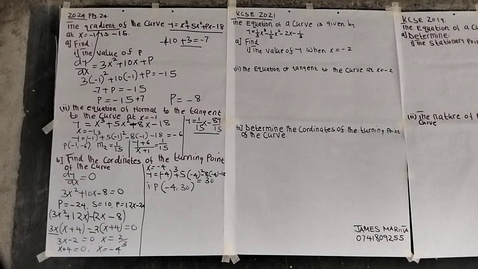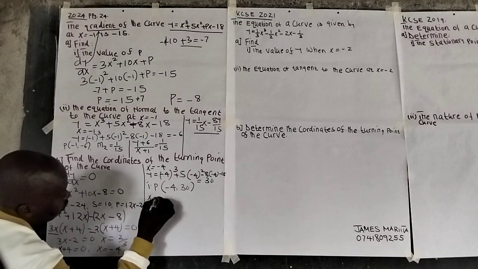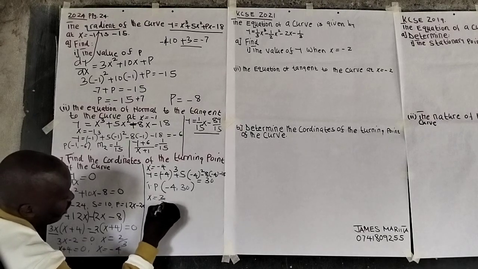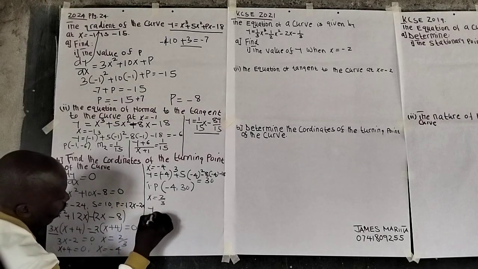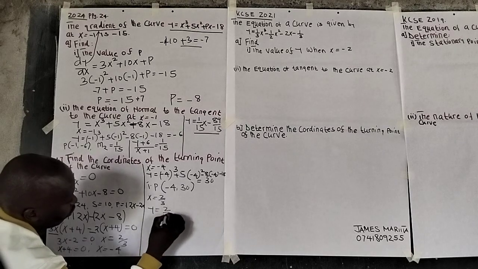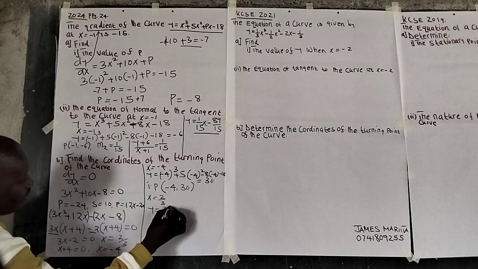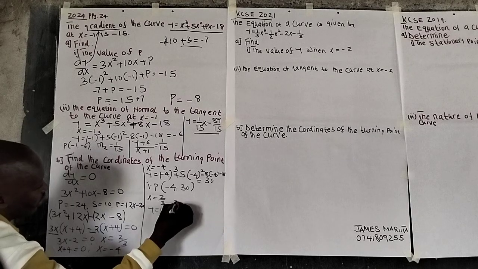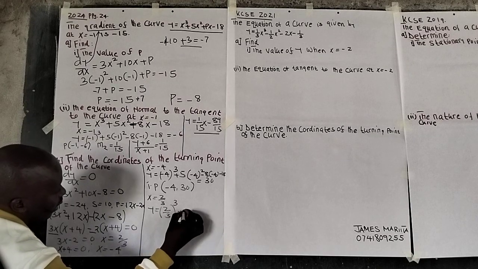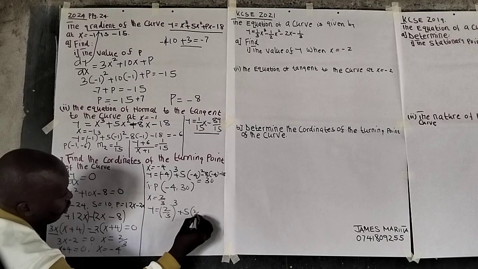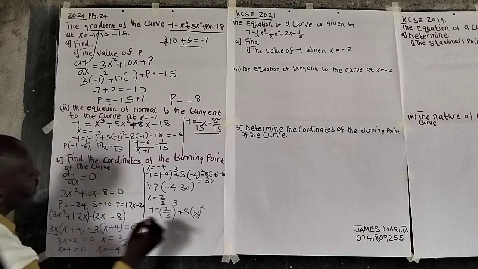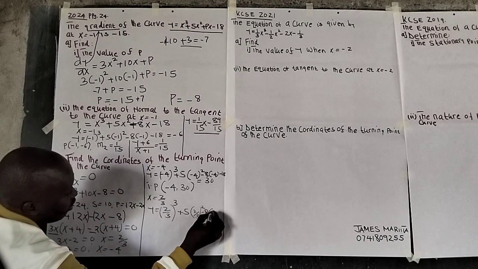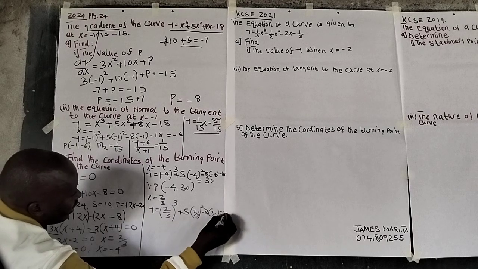We can proceed. When x is equal to 2 over 3, what is the value of y? At x equals 2 over 3, what is the value of y? So we say y is equal to 2 over 3, because we are substituting here, raised to power 3, plus 5 times 2 over 3 squared, then minus 8 times 2 over 3 minus 18.